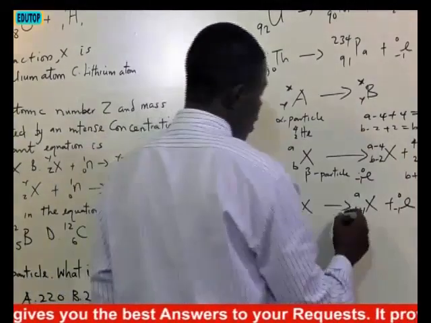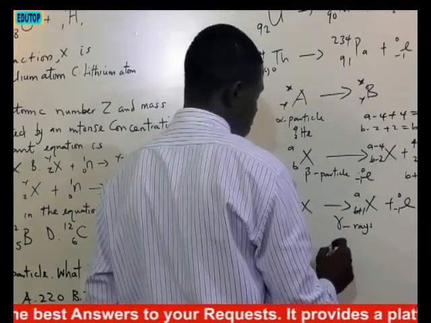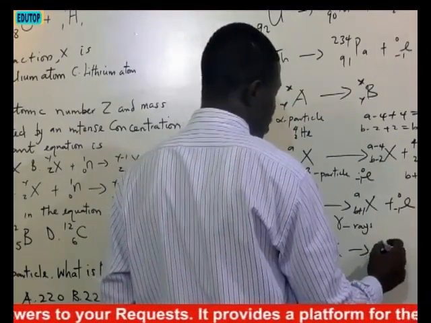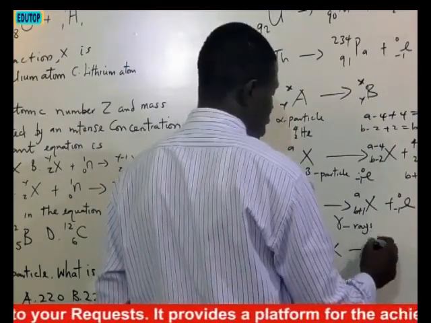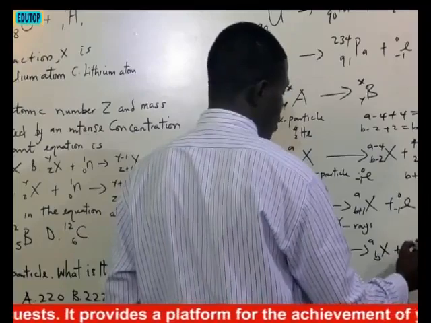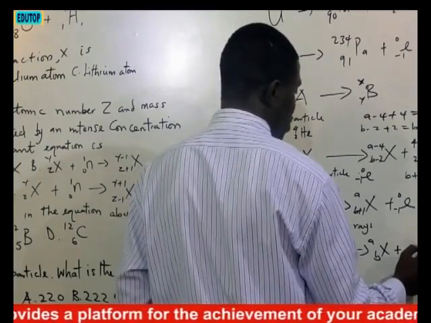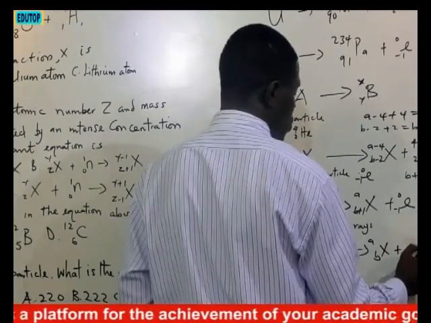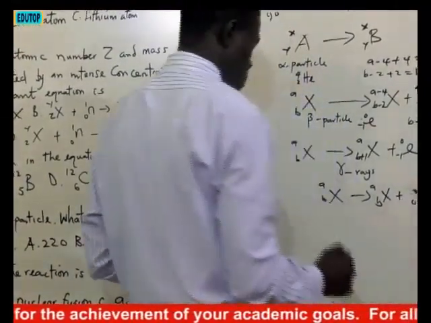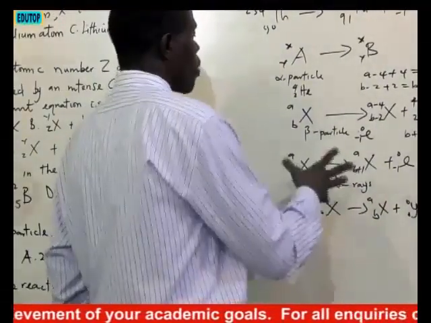While for gamma rays, it does not change, it remains the same. In the sense that when you have X with mass number A and atomic number B, if it's going to experience gamma ray, then it will definitely still be X with A and B. So with gamma ray, any species that you are going to have, let's say the gamma ray is 0, 0, there won't be any difference in that. So take note of this fact.